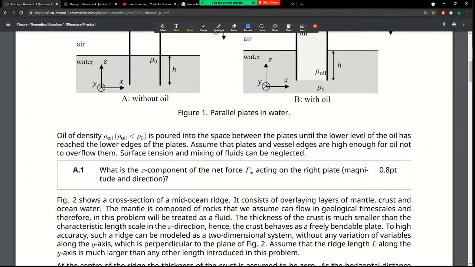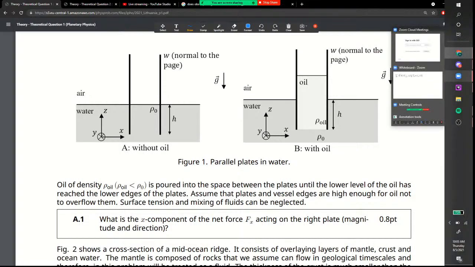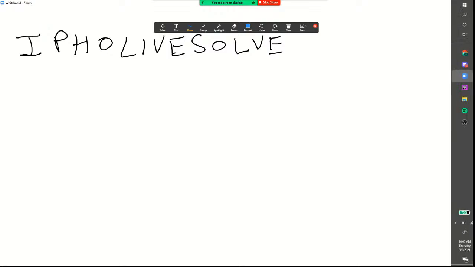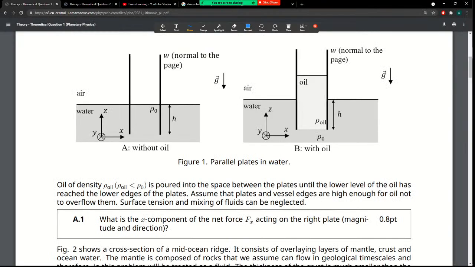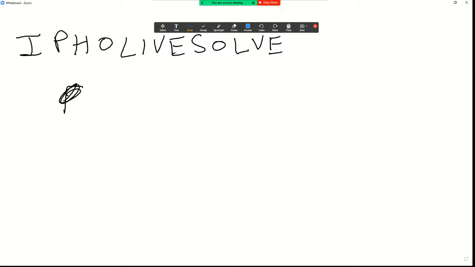Okay, so that's pretty straightforward. And it's asking, the first one is, what is the x component of the net force that's acting on the right plate? And they want the magnitude and direction. Okay, so we can first balance the pressure of oil and water to find the H dash, and to find the height of the oil. Yes, that would work. And then we can find the force after that, because then we know the total area.